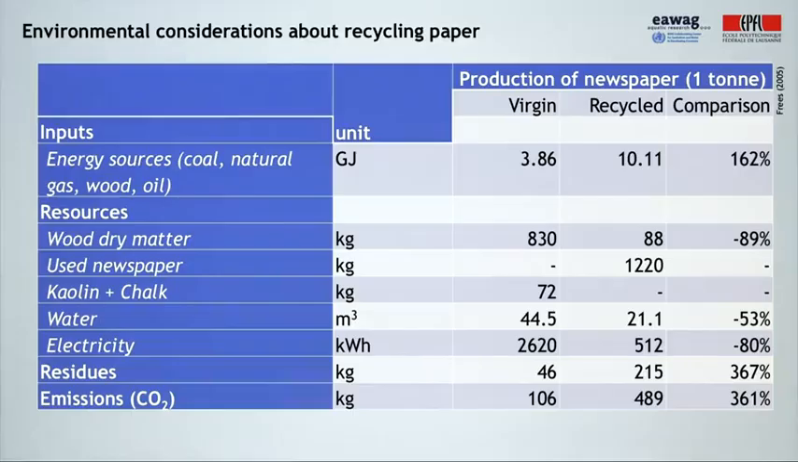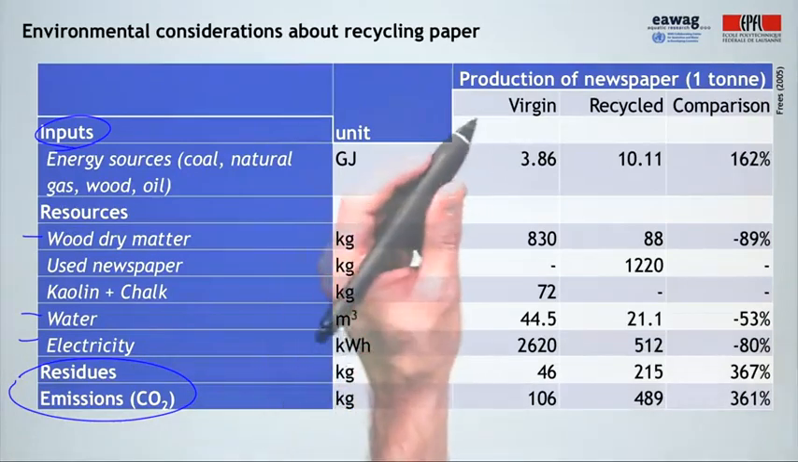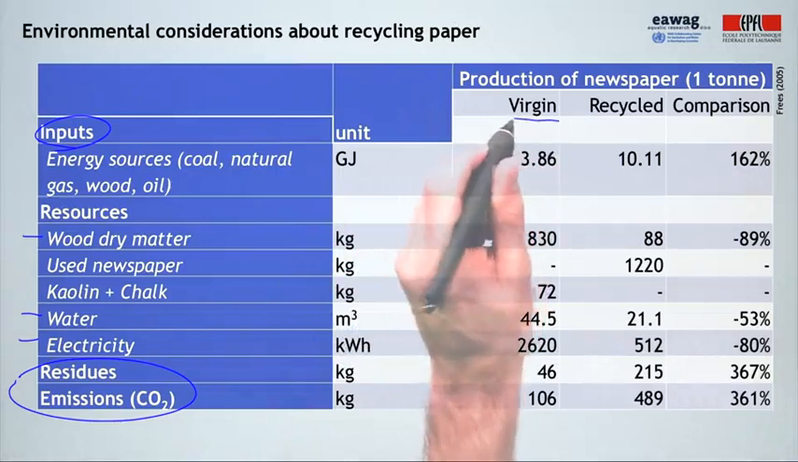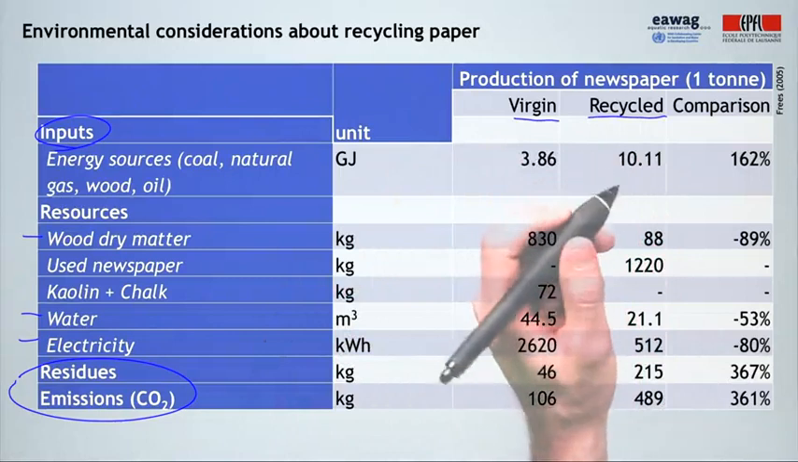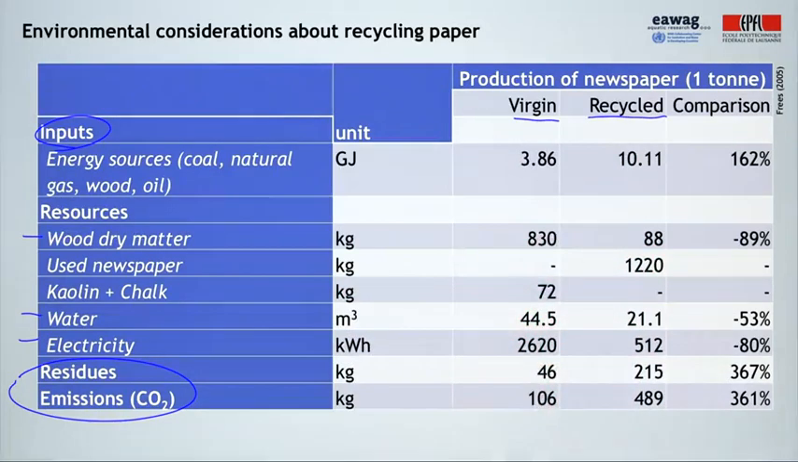Okay, but how beneficial is recycling paper for the environment? This table here shows us the inputs needed in terms of wood, for example, or water and electricity, and the residues and emissions generated in the production of 1 ton of newspaper. We compare how much it would cost to produce it from virgin materials and from recycled materials. And then the last column shows us the comparison.